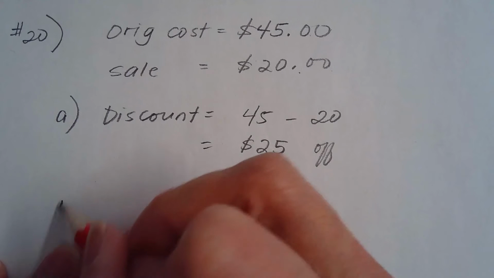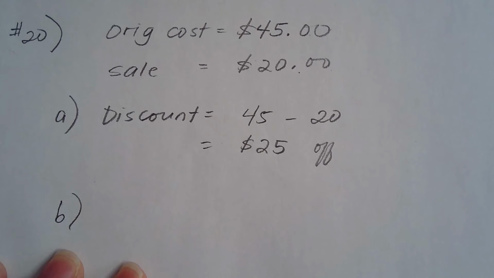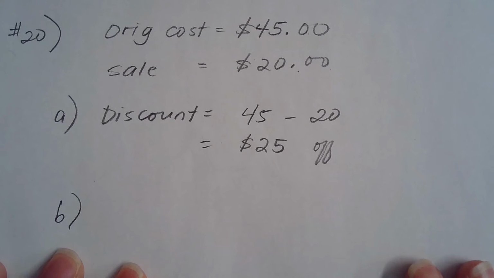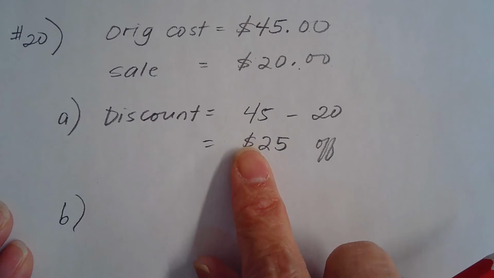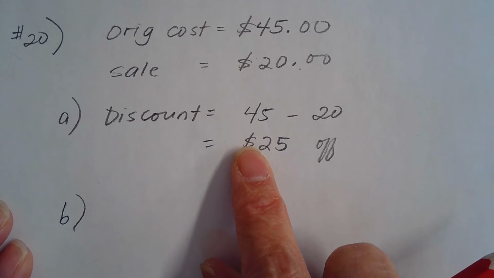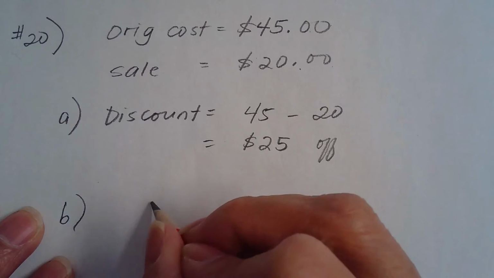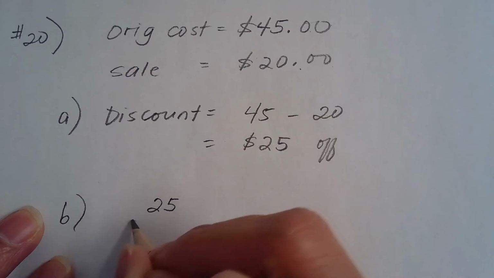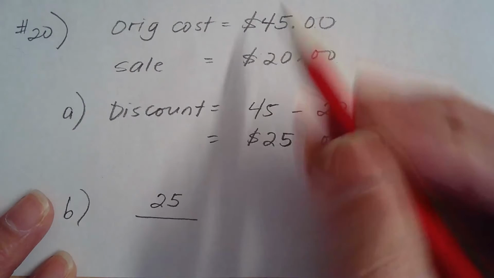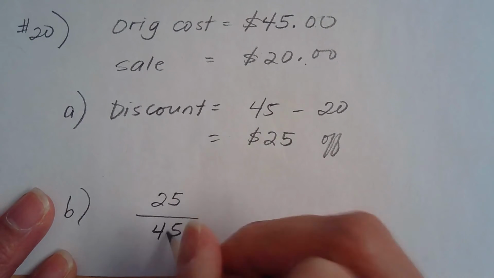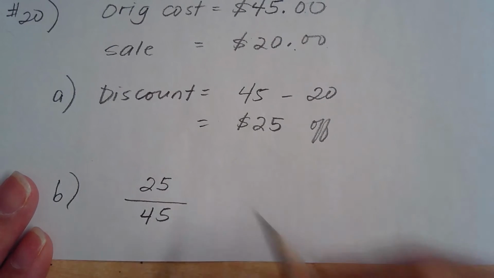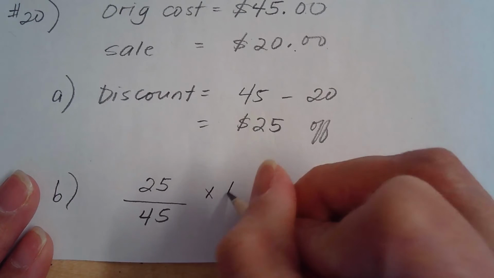Now letter B says here, you want to make a sign that shows the discount as a percent. Express a discount as a percent of original price. So discount as a percent of the original price. So it's $25 off out of original price. Okay. And because it's percent, we have to multiply by 100.